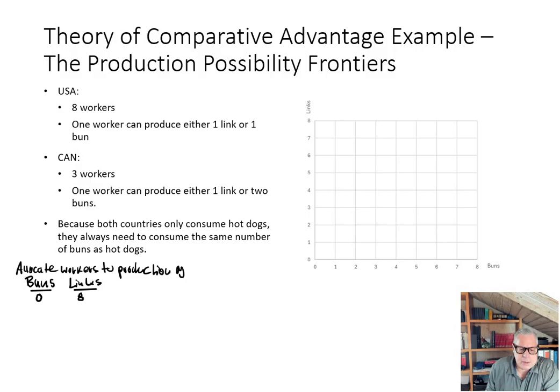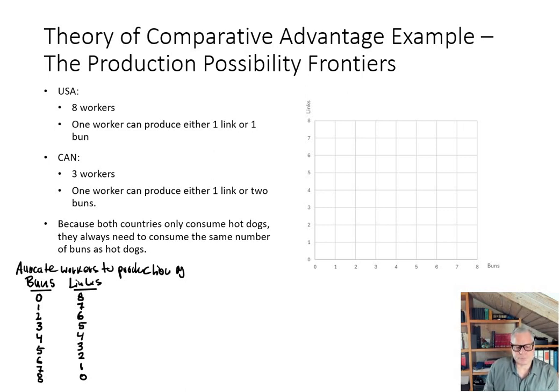Okay, I can have 0 and 8, or I can have 1 and 7, or 2 and 6, or 3 and 5, 4 and 4, or I can have 5 produce buns, then I have 3 available to produce links, or 6 produce buns, then I have 2 to produce links, or 7 produce buns, then I have 1 to produce links, or 8 and 0. So this is how we can allocate our workers towards the production of buns and links.